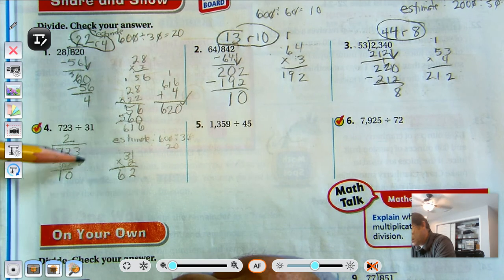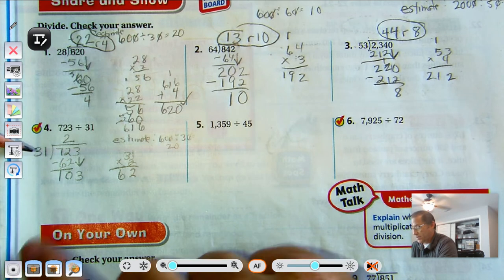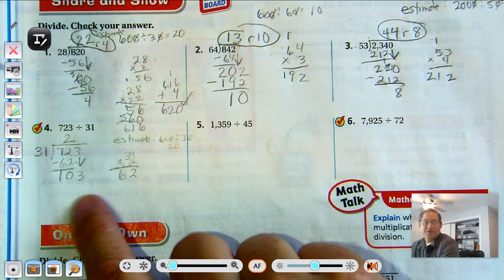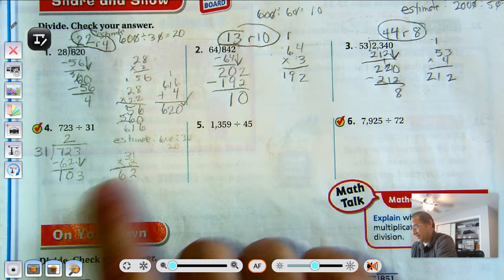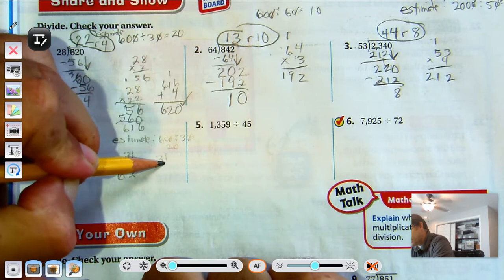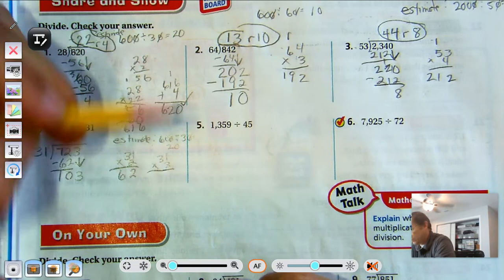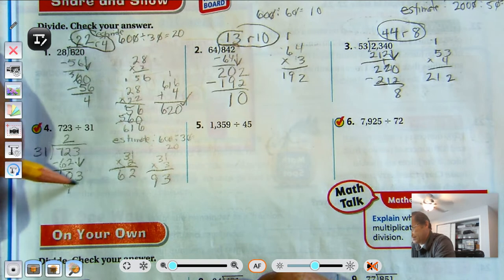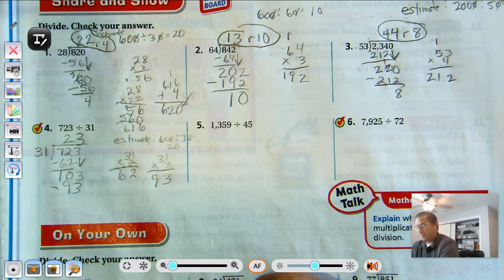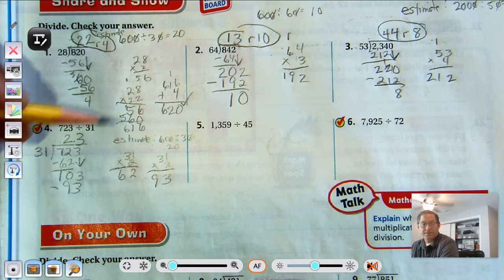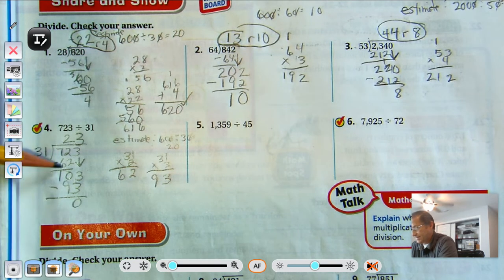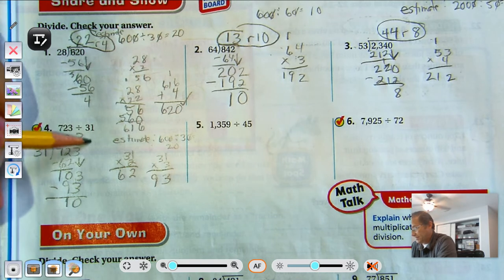Bring down the 3 ones that are left. 31 times what is close to 103? Well, I know that 62 from 100, that's 40, so that's not quite big enough. Let's try 31 times 3. 3 times 1 is 3. 3 times 3 is 9. Yes. Okay, so 3 times 31 is 93. Subtract. 10 take away 9 is 1, so we get a remainder of 10.